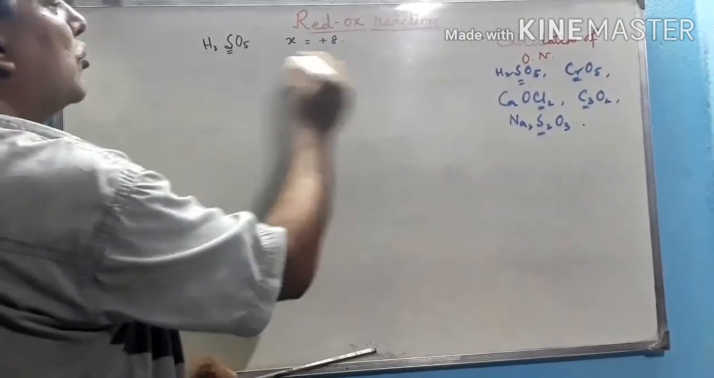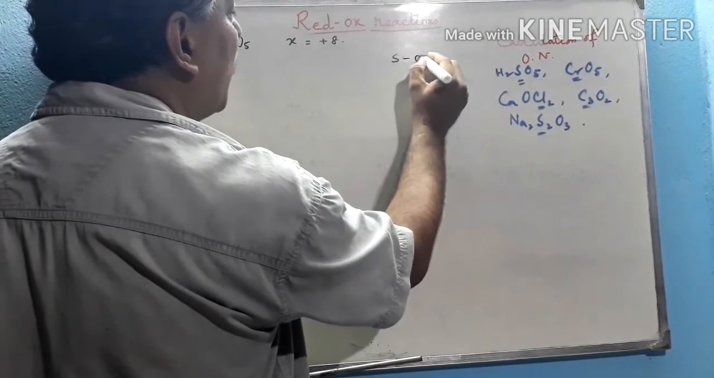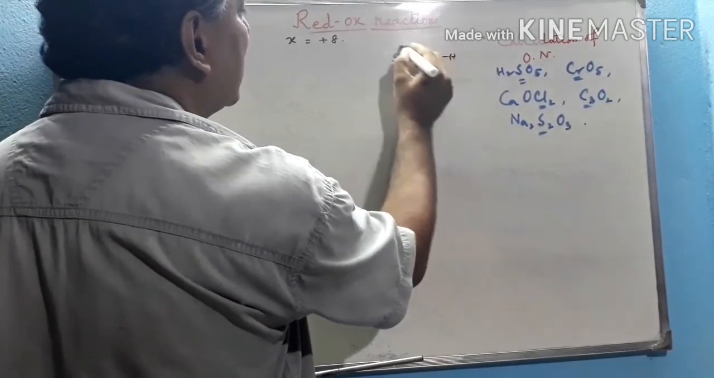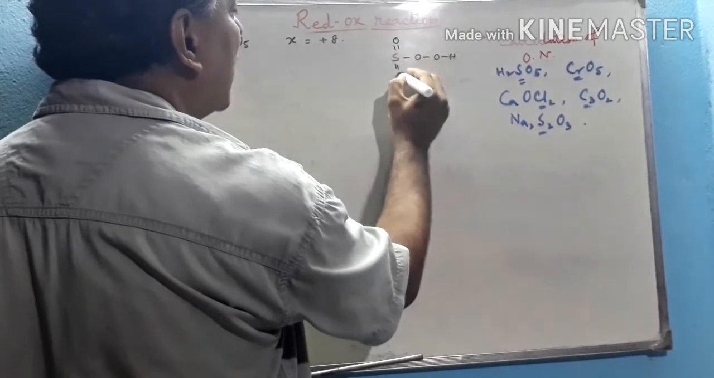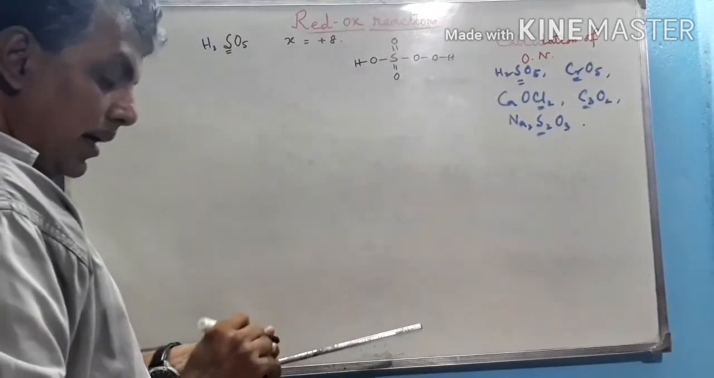How can we calculate? Then first we have to draw the structure of H2SO5. This is the structure of H2SO5, OOH. This is the double bond O. Here double bond O, single bond OH. So find out the total charge in its surrounding.